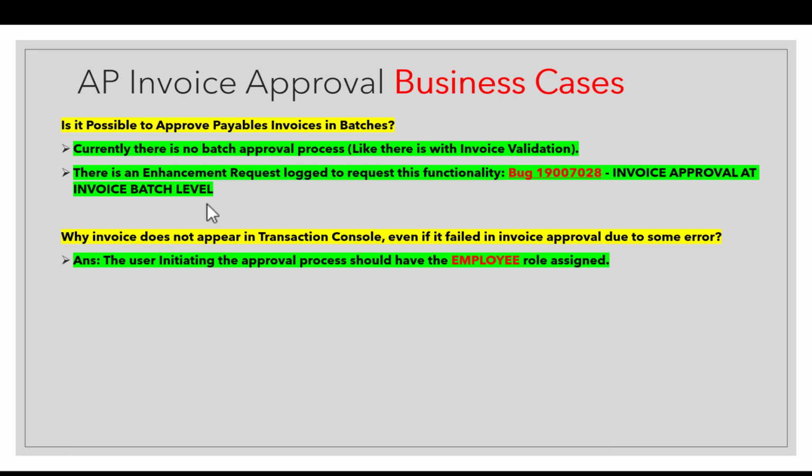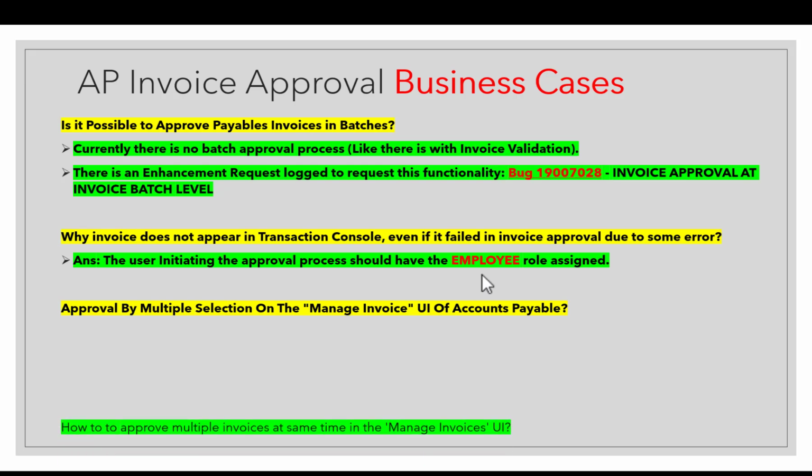The users initiating the approval process should have the employee role assigned. Again, when you submit an invoice, you must track it through the transaction console, even if it failed, is stuck, in progress, or completed. But if you go to the transaction console and don't find this invoice, it is because the user initiating the approval process should have the employee role assigned, or you can copy the employee role, create your custom role, and also assign it to the users.